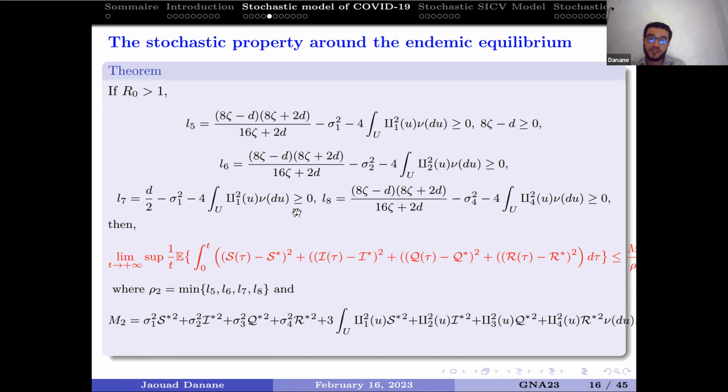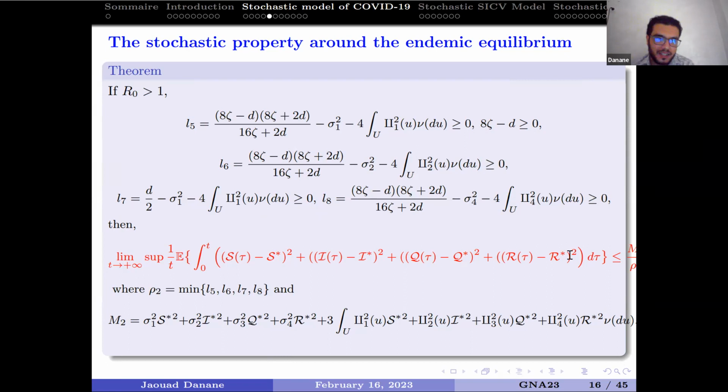If we have R0 bigger than 1, and L5, L6, L7, L8 are positive, and with zeta minus D positive, then we have the fluctuation of the solution around the S star, U star, Q star, and R star.